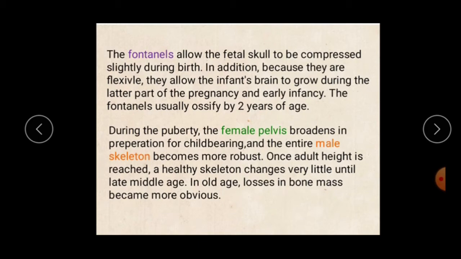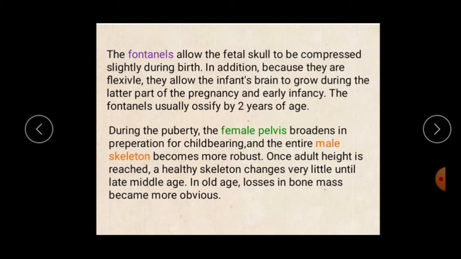Di ba, as we grow older, baby, as we grow older, kailangan mag-expand ng brain. And yun yung purpose ng fontanelle. And it is usually ossifying, tapos matatapos siyang mag-ossify into 2 years of age.